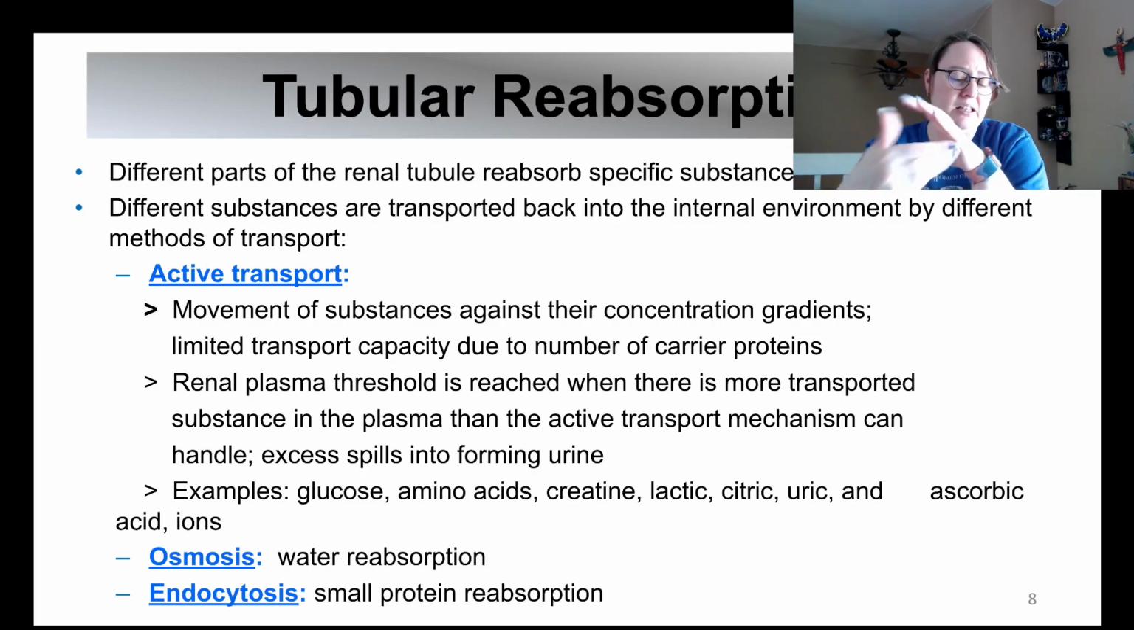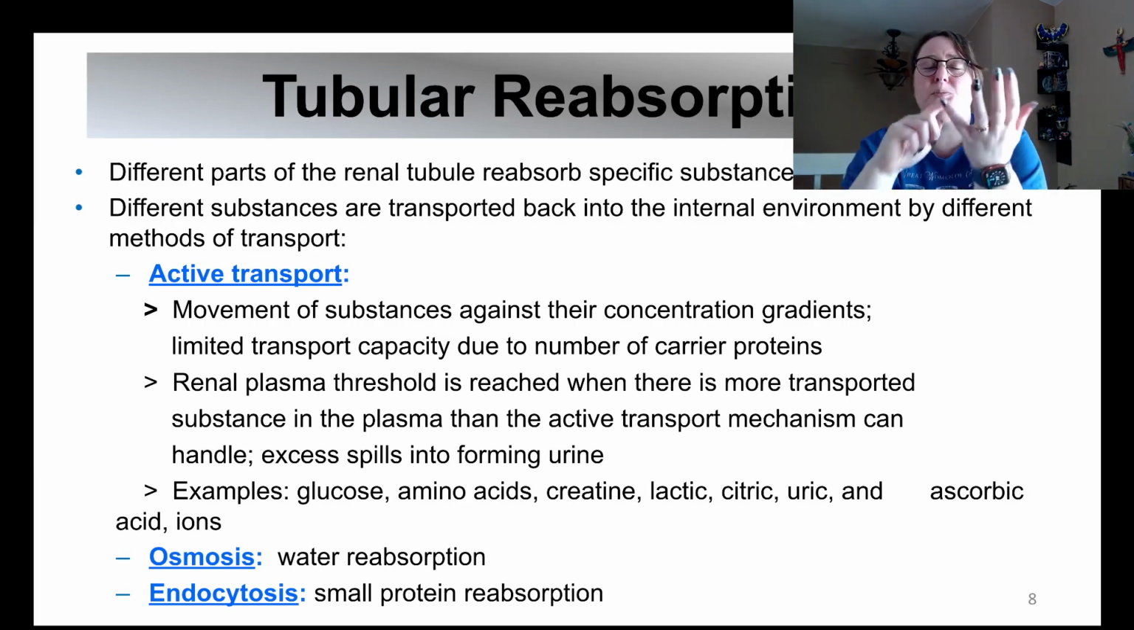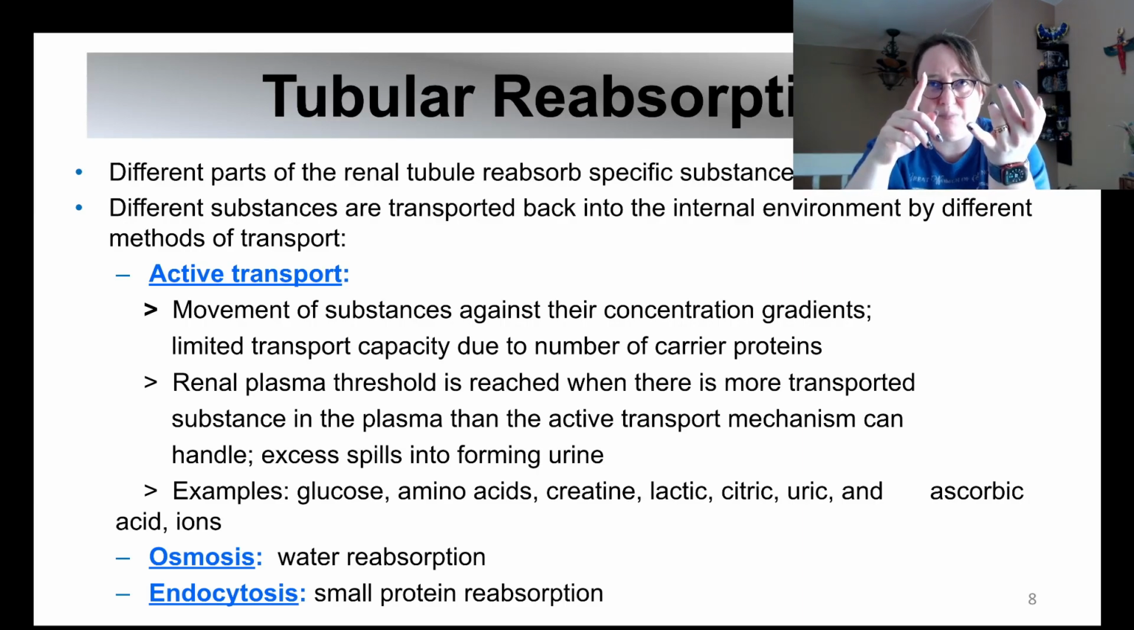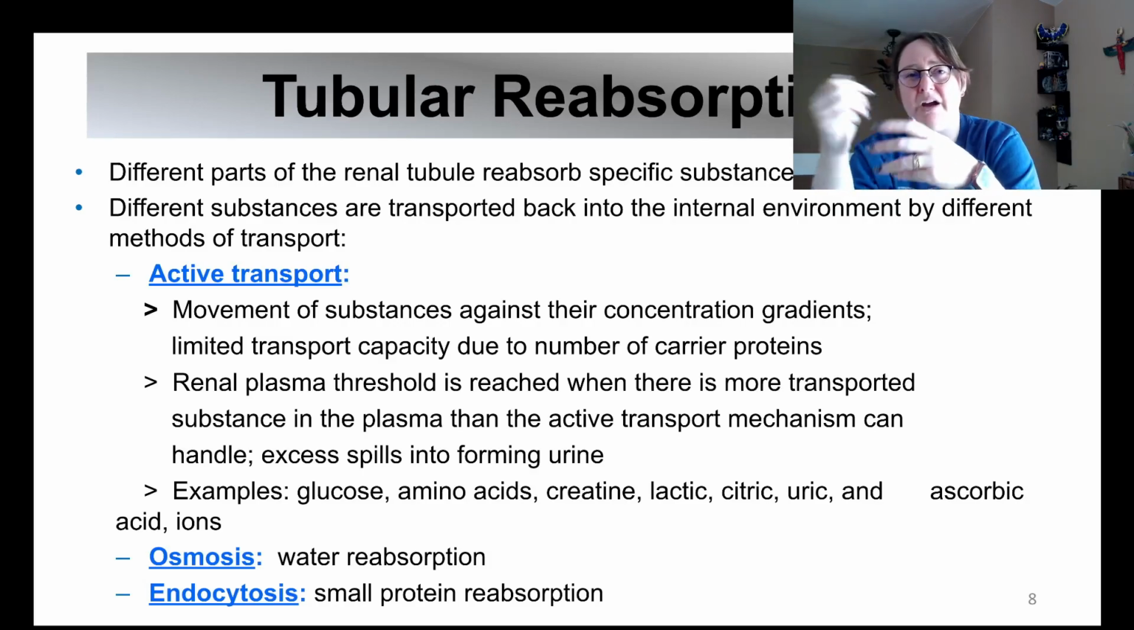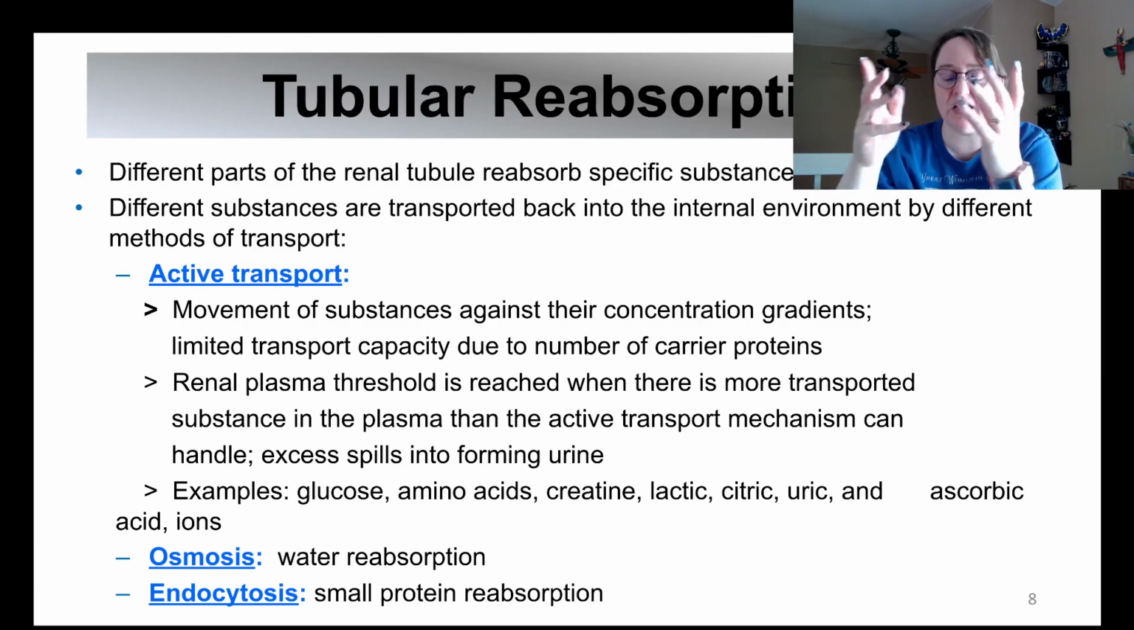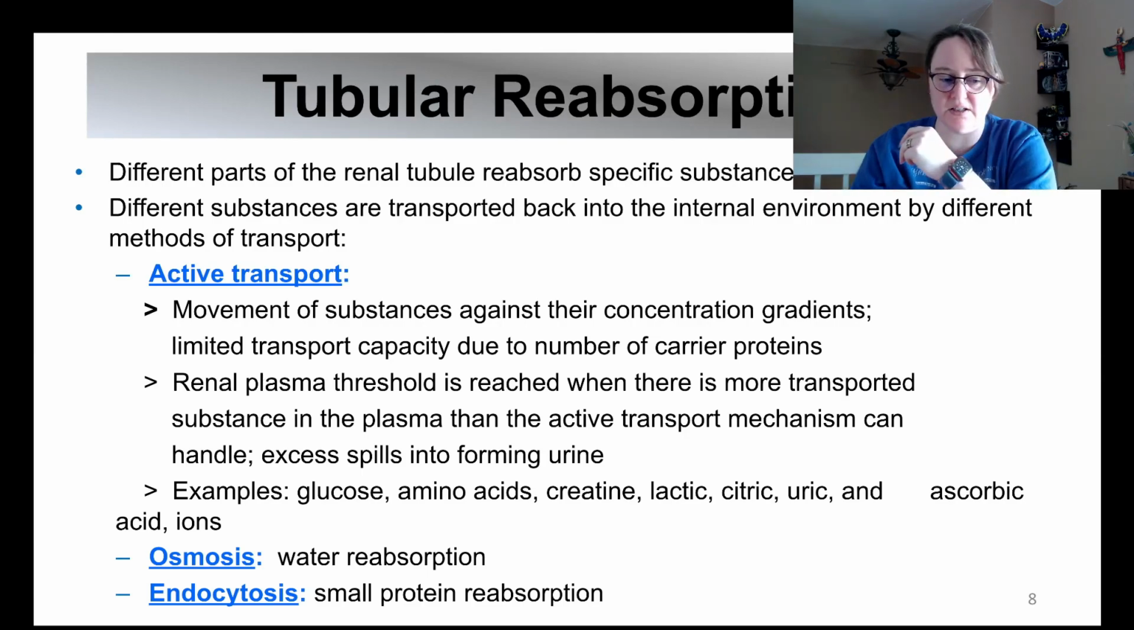Then osmosis, like I said, is water reabsorption. We'll talk about that in a minute, because there are certain parts of the proximal tubule, the loop of Henle, and the distal tubule that are affected by certain hormones that make them impervious to water or, actually, open to water coming out. So it's kind of interesting. One of our friends being antidiuretic hormone.